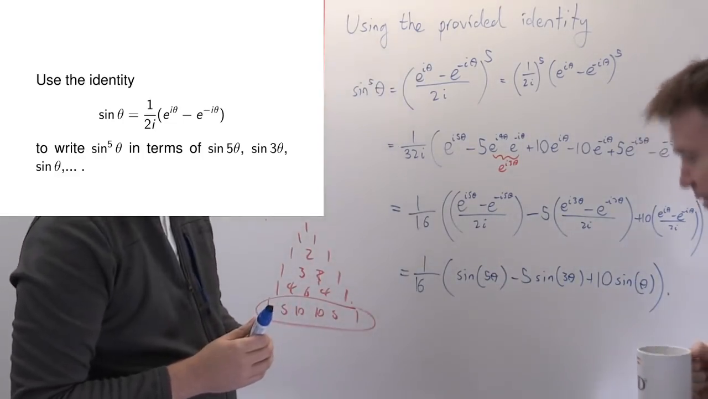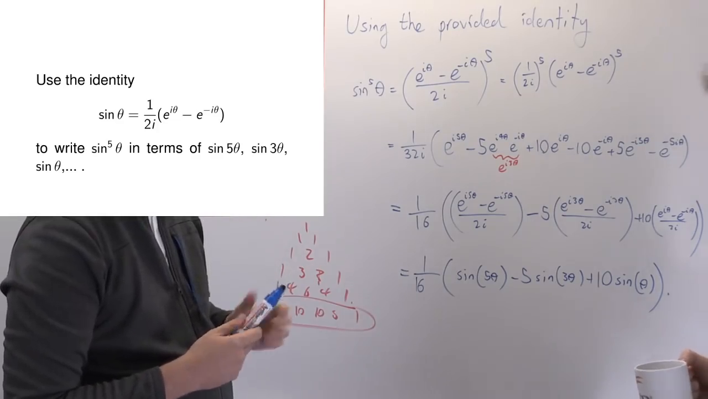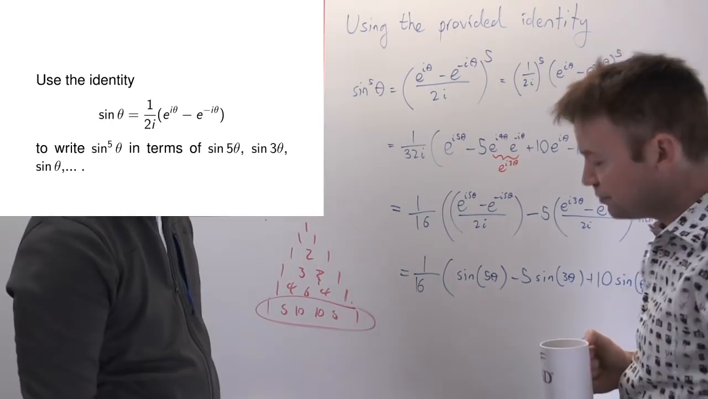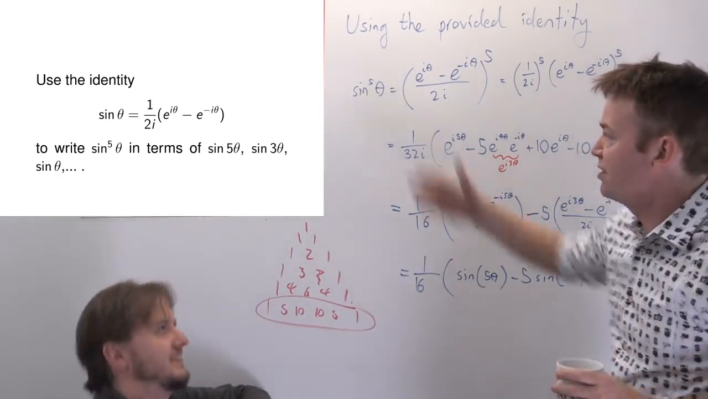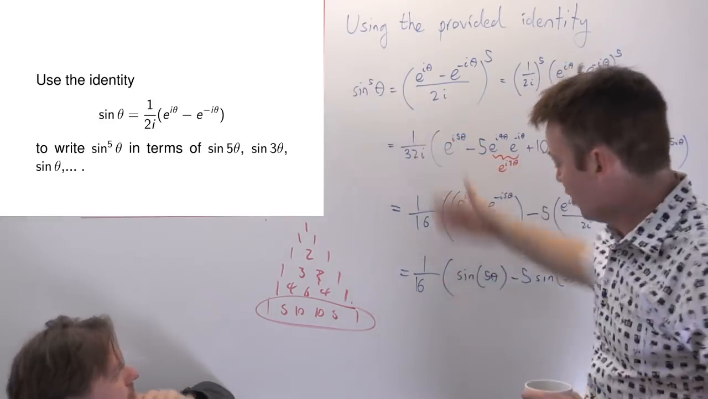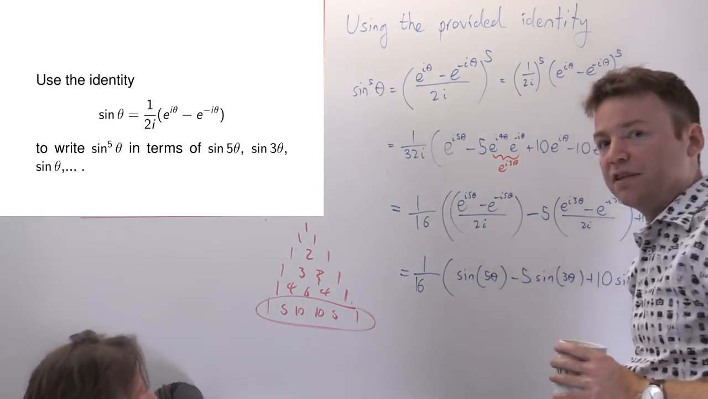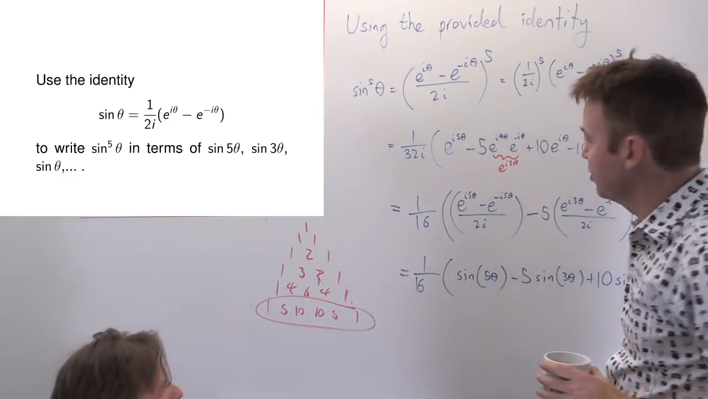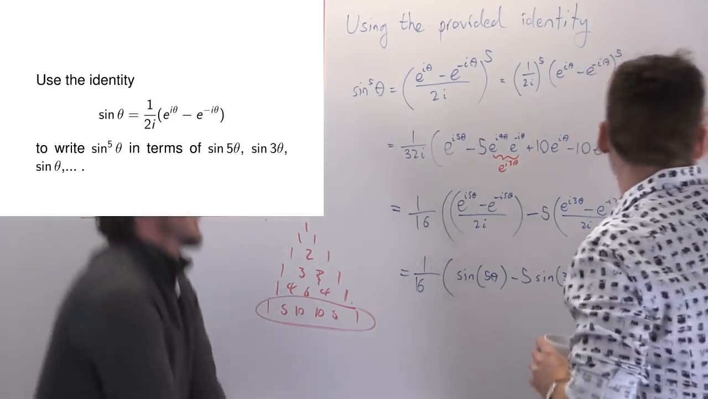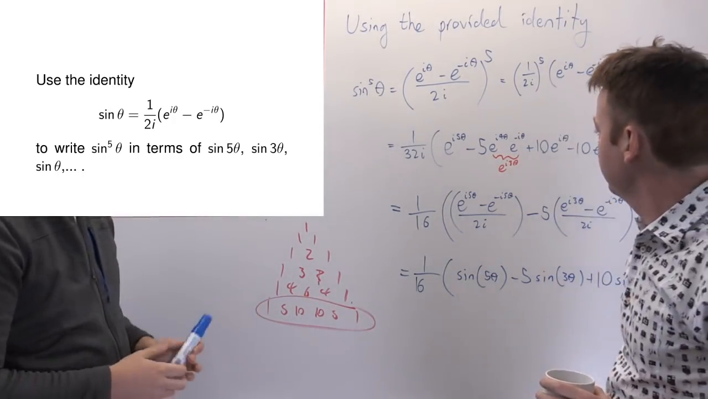Cool. And I might mention one practical reason why you might actually want to do this is to integrate sine 5 theta. So if you did get asked to integrate this thing, then you could rewrite it as a sum of sine of multiples of theta instead of power, and then that's rather easy to integrate. So there's a practical reason why you might actually want to do this. Aside from that, cool solution.